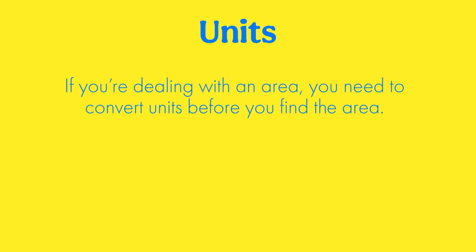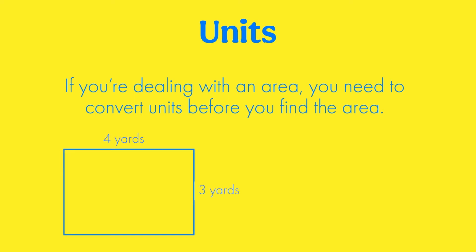If it's an area, you need to convert units before you find the area, because otherwise you might mess up on the unit conversion. For example, if something is in square yards, right? There's an area that you're given and they tell you, oh, it's 3 yards by 4 yards. So 3 yards is the width, 4 yards is the length. And then they ask you to find it in square feet. So like how many square feet are there?